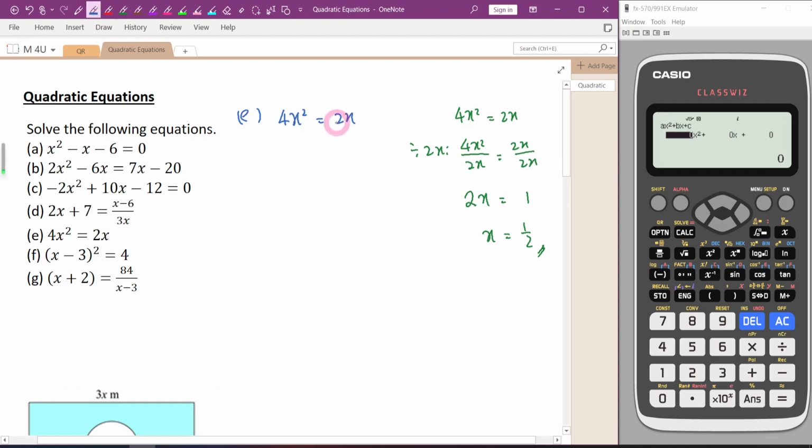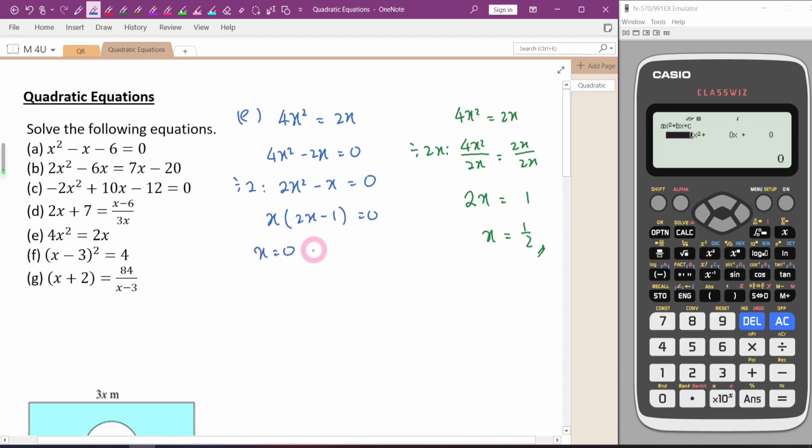So what I'm going to do here is bring the 2x over here. If you want to divide both sides by 2, it's okay, but not 2x. Let me bring this 2x over here first. 4x squared minus 2x is equal to 0. If you want to make the numbers smaller, you can divide the whole equation by 2. Divided by 2, 2x squared divided by 2 will be x. Now, this is actually easier for us to do the factorization. What do we need to do? Just bring the x out. 2x minus 1.